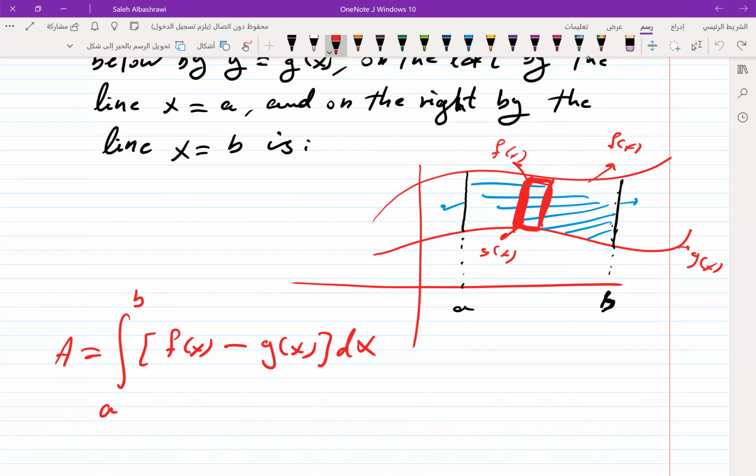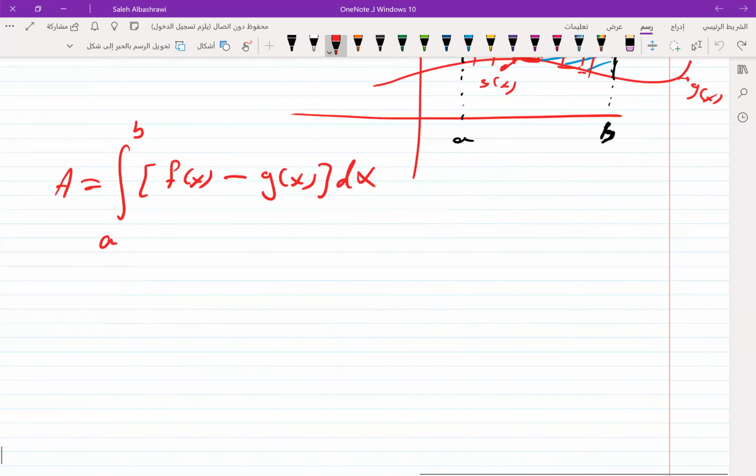So the area is the integration. Since we have continuous, we can make many rectangles like that, and then we add all of them. But since these are continuous, we are using integration. So the area is equal to the integration of the upper function minus the lower function with the limits a and b. Let's apply this one for some examples.